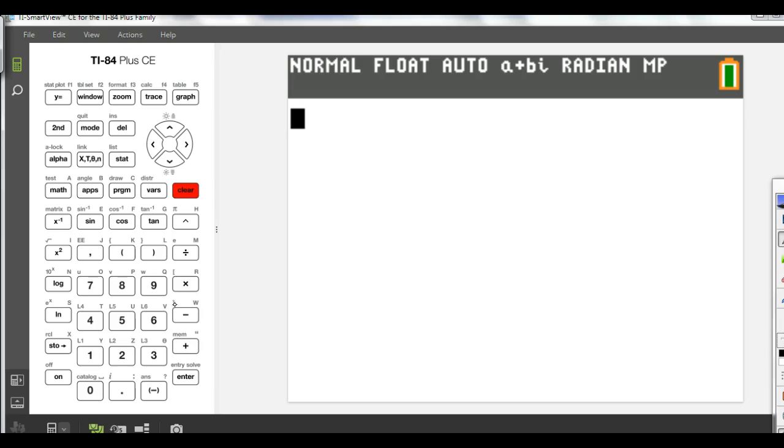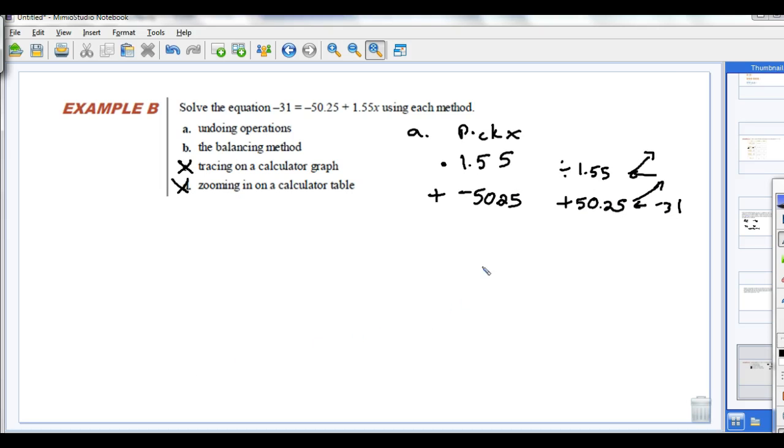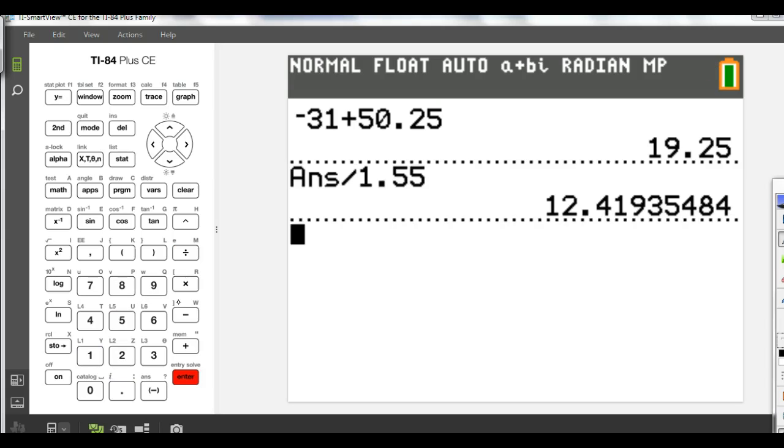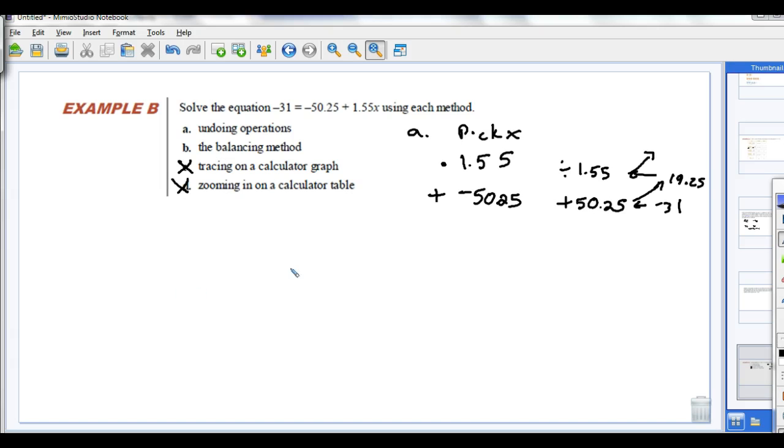Alright, and then we just have to add this, get an answer, divide by 1.55, and let's do that now. So we have negative 31 plus 50.25. Enter. We got 19.25. I always like to write my numbers down just in case something happens and I forget 19.25 and I want to divide by, and I think it's 1.55. Yep, divide by 1.55. Hit enter, and we should get 12.4, let's say about 12.42. So we're going to say x is about 12.42. So there's our undoing operations.